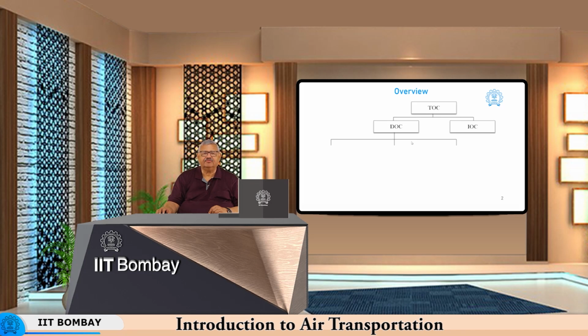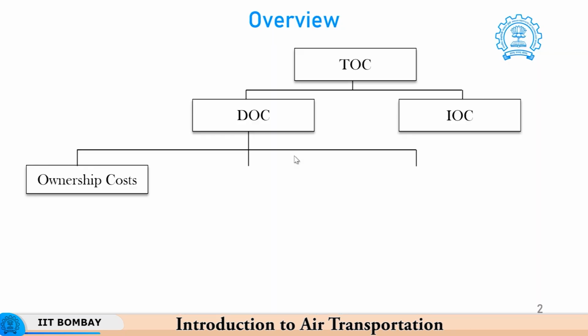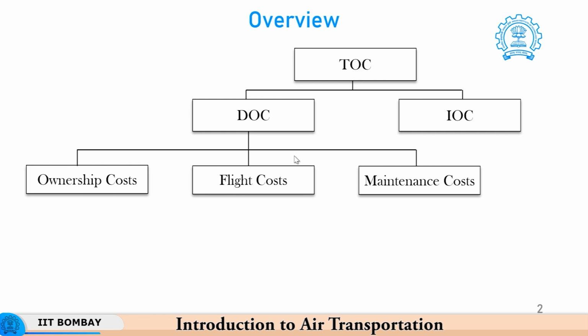DOC itself has three major subcomponents. The first is called the ownership costs, which are related to the cost of owning the aircraft. Now, it need not be the property of the airline, it may be something which is leased by the airline. The next are the costs associated with the flight operations, and then we have costs associated with the maintenance of the aircraft.